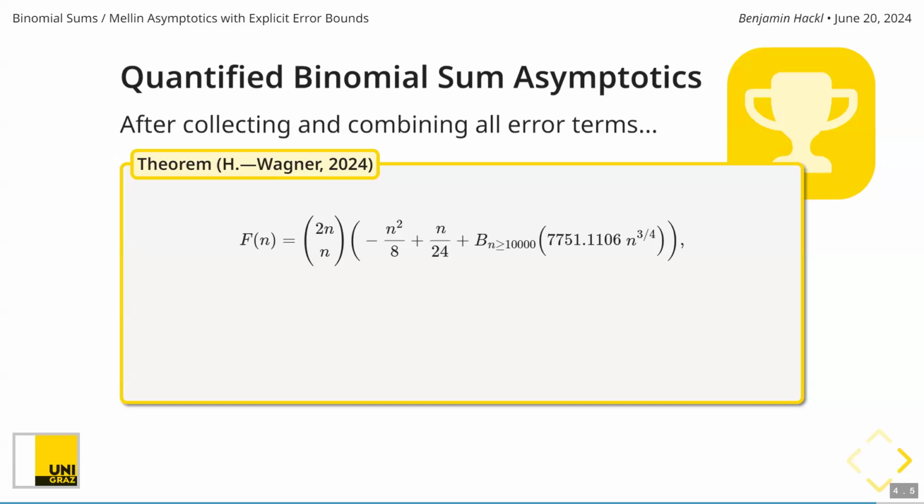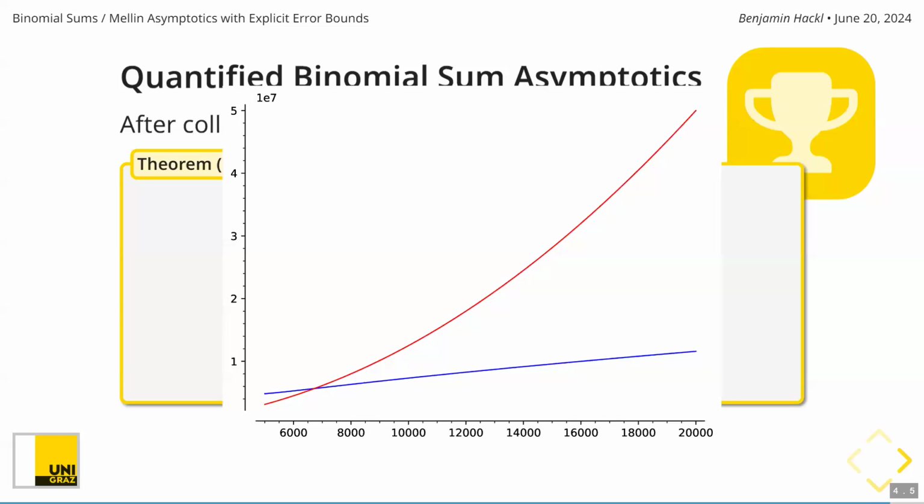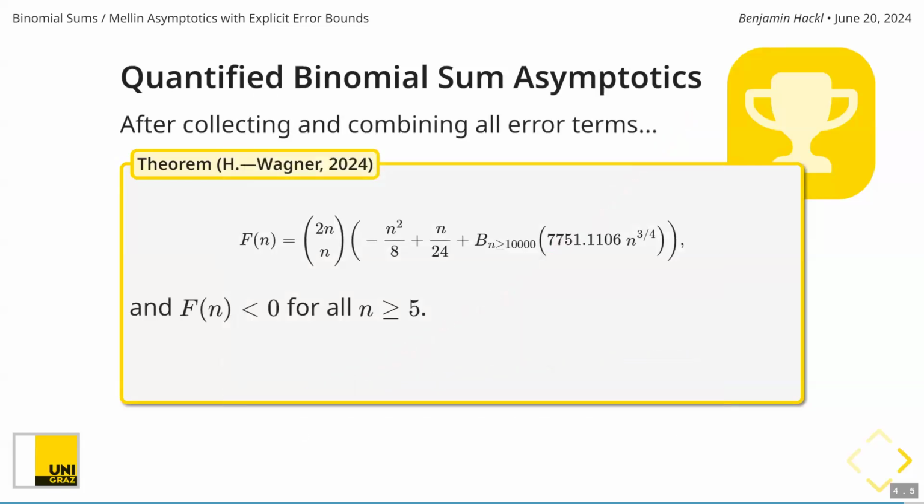At this point, the question is, is this already enough actually? Can we look at this and see, does this guy win against this guy, or is our main term already strong enough? And then we started plotting things, and the red line you see is the magnitude of the main term, and the blue line is the magnitude of the error, which means that after n is 7,000 or so, the main term wins, and we have a certificate, we have a proof that this sum here is actually negative for all n greater or equal to 5.